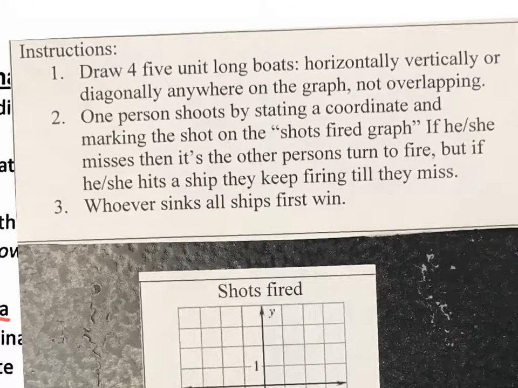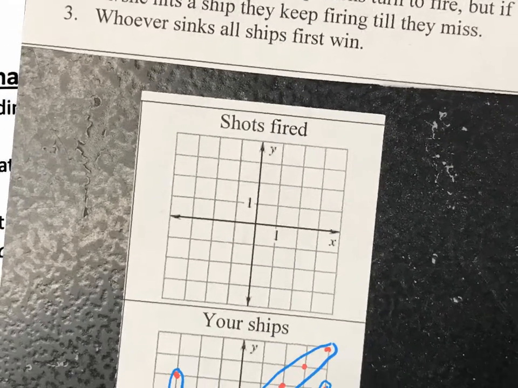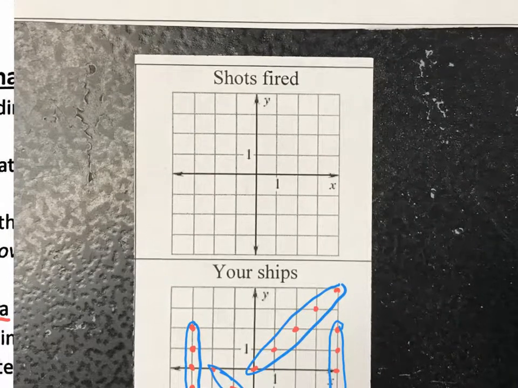It says right here, second instruction: one person shoots by stating a coordinate and marking the shot on the shots fired graph. That way you keep track of where you're shooting. So let's say I'm playing against somebody else. I have a book maybe right here on my desk, so they can't see my ships down here.